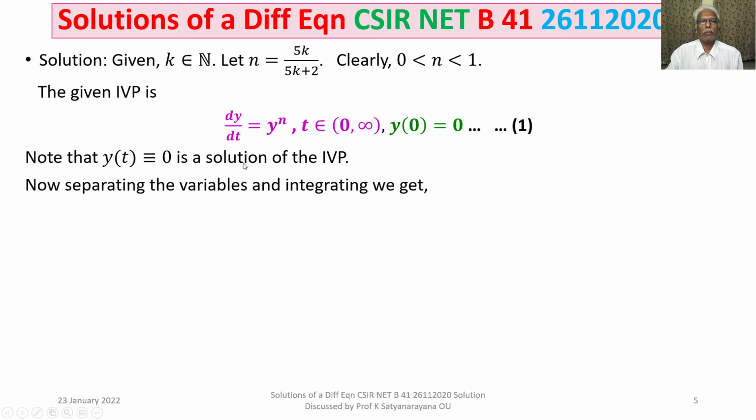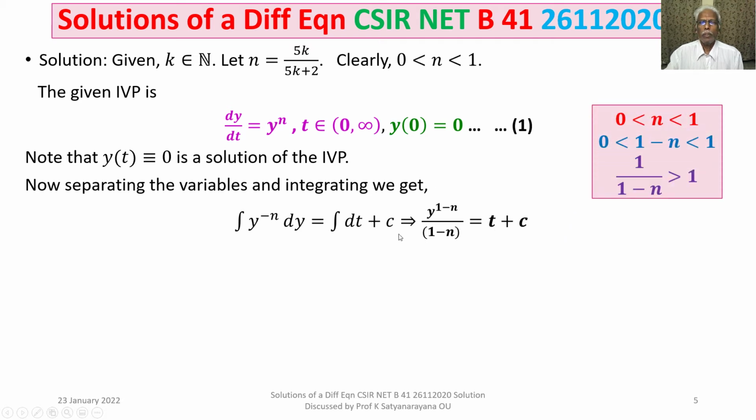Now separating the variables, that means push this y power n to the other side, then it will become 1 by y power n, and 1 by y power n is y power minus n dy is equal to dt. Integrating, we'll get integral y power minus n dy is equal to integral dt plus c, where c is the constant of integration. This implies when you integrate this, this is y power minus n plus 1 by minus n plus 1, that is y power 1 minus n by 1 minus n is equal to t plus c.